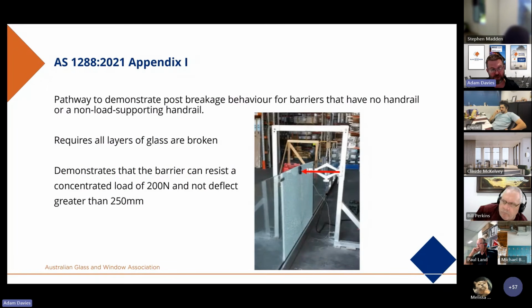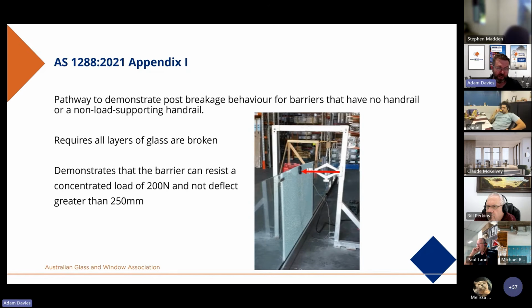So this is in relation to if in an event that all layers of the glass are broken, that the barrier does have some form of redundant capacity. It's obviously not to the levels of stringency that would be required if it was serviceable, because clearly if both layers are broken, this barrier is not in a serviceable condition, but it still does provide some restraint.